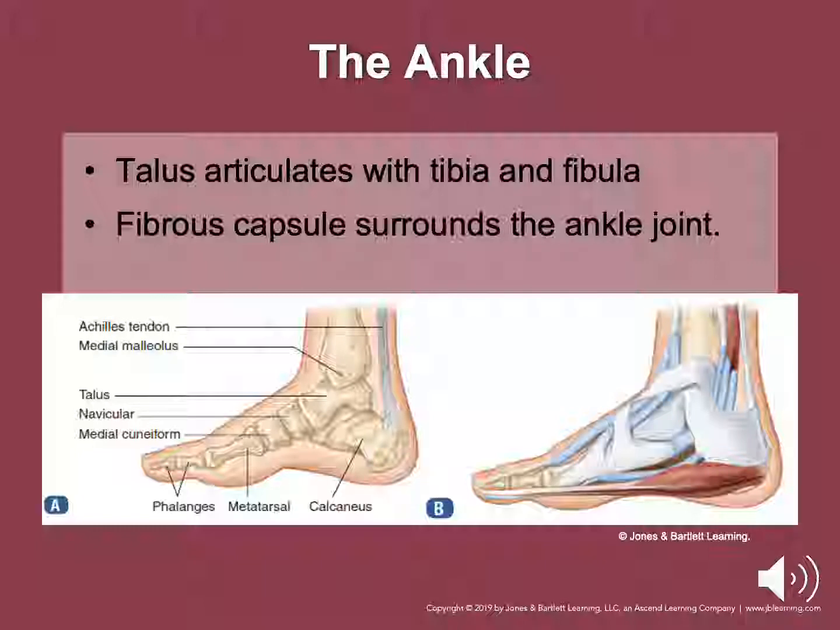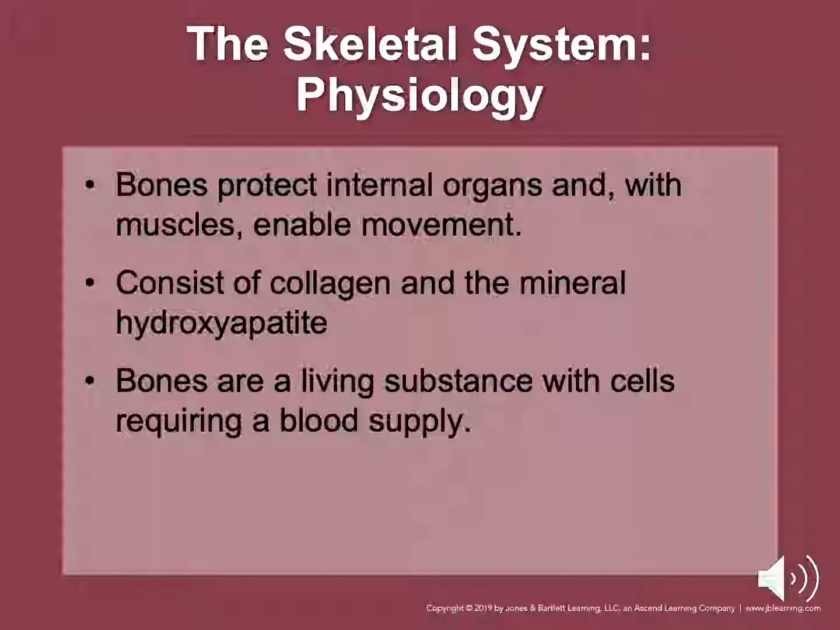Bones are living substances with cells and require blood supply. The anatomy of it provides form, upright posture, and movement of the human body. More than 600 muscles are in the skeletal system. Muscles outside the skeletal system include smooth muscle, that's your involuntary muscle, and cardiac muscle.